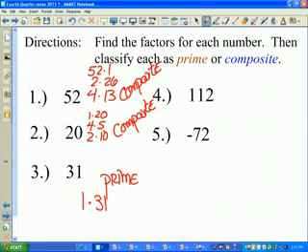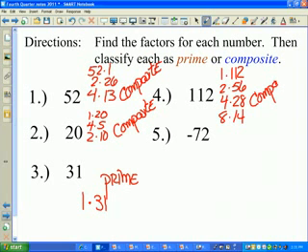Now, 112. So I know I can do 1 and 112. I can do 2 and 56. I can do 4 and 28. And I think 8 and 14. So we'll stop right there. So again, they're interchangeable. So since I have more factors, this is also a composite number.